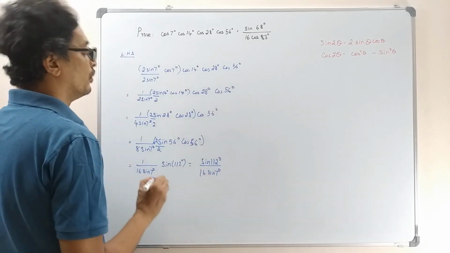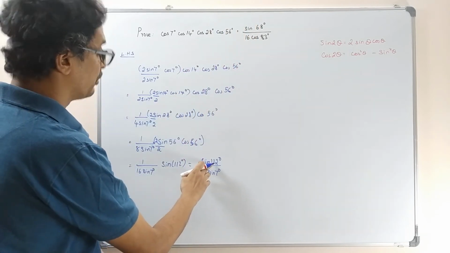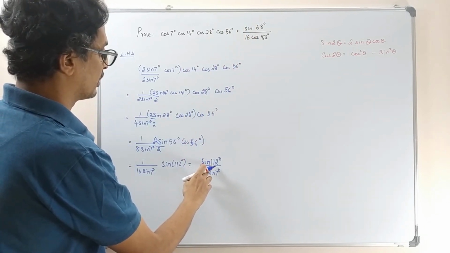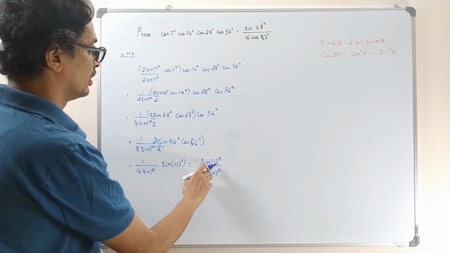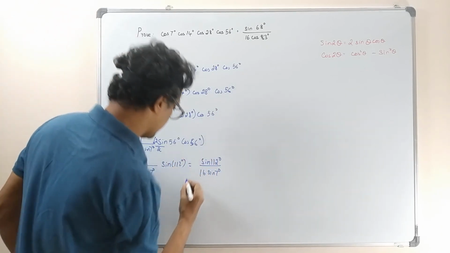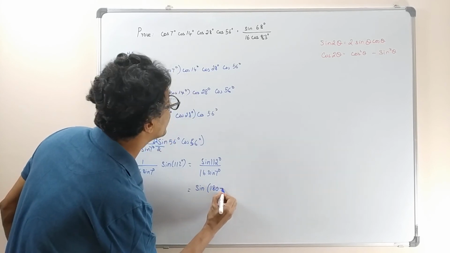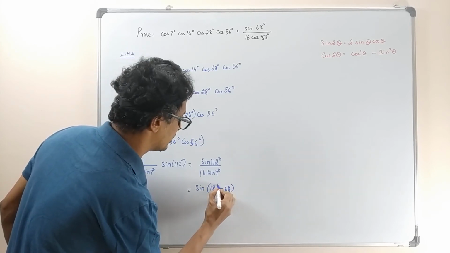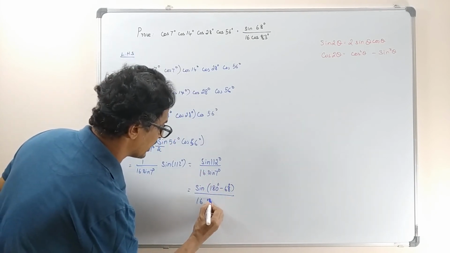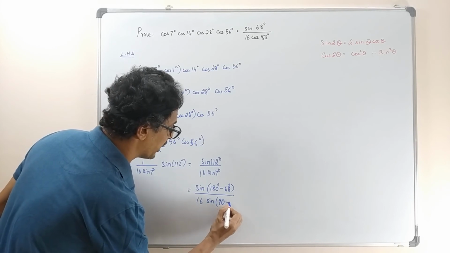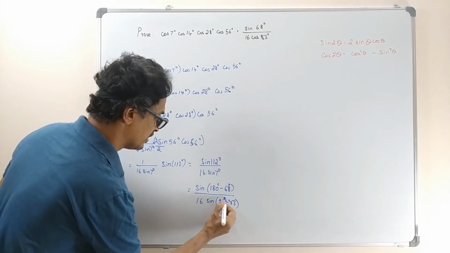Now what is 112 degree? We want 68. How can you do it? Tell me. 180 minus. Correct. So 180 minus 68 will be how much? 112. Correct. So I can write this as sin of 180 minus 68, divided by 16, and I can write the sin 7 degree as sin of 90 minus 83. Correct?